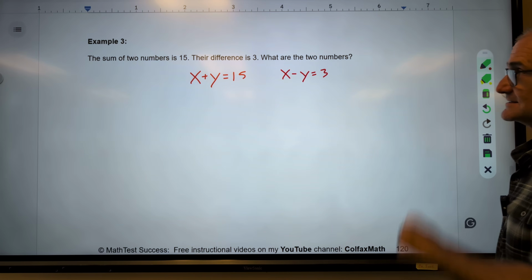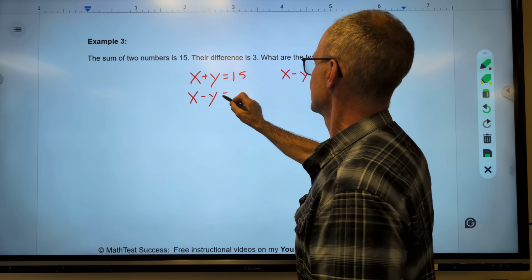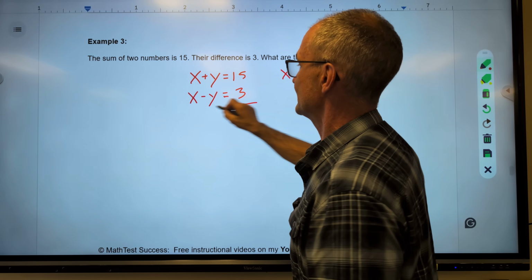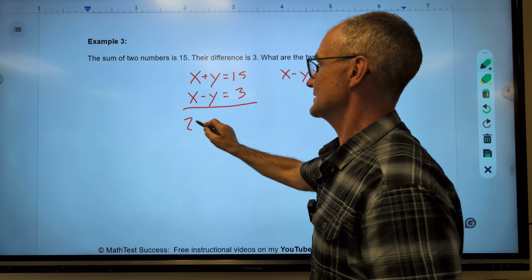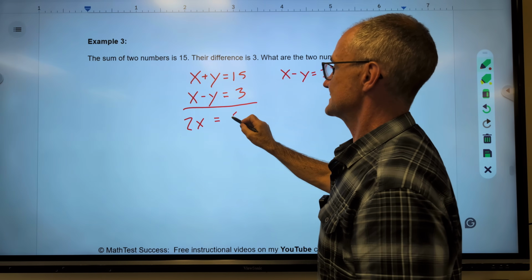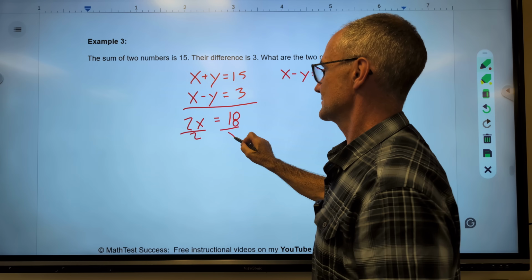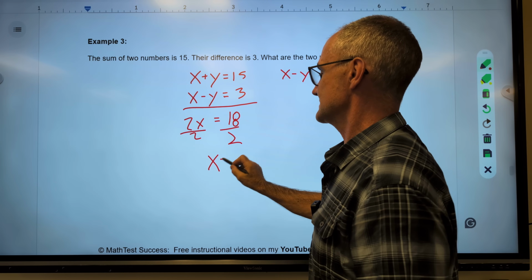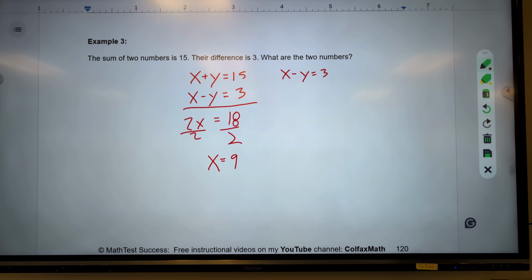I'm going to use linear combinations. x minus y is equal to 3. I combine these two equations, adding them together. x plus x is 2x. The y's cancel. 15 and 3 is 18. Divide both sides by 2. And x is equal to 9. That's not my solution. It is half of my solution.